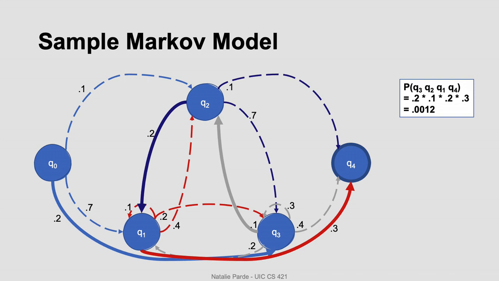For example, if we want to find the probability of the sequence Q3, Q2, Q1, Q4 occurring in the present model, we would multiply the probability of transitioning from Q0, the start state, to Q3, times the probability of transitioning from Q3 to Q2, times the probability of transitioning from Q2 to Q1, times the probability of transitioning from Q1 to Q4. That'd be 0.2 times 0.1 times 0.2 times 0.3 for a product of 0.0012.